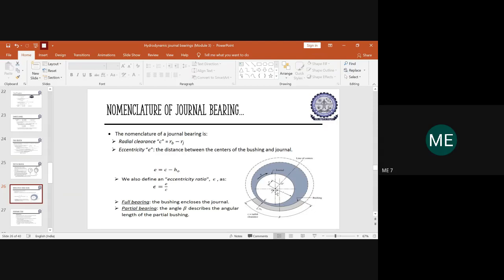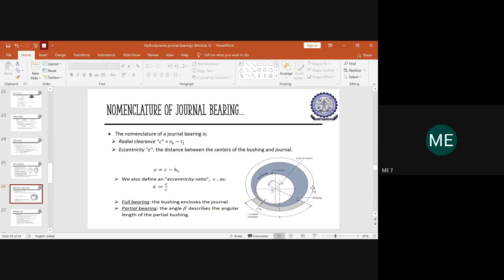If you take the diameter from here, this is the diameter of the journal, and if you extend here, this will be the diameter of the bearing, right? So the distance from here till here, if you just stretch it out, will give you the angle. This angle describes the angular length of the partial bushing.